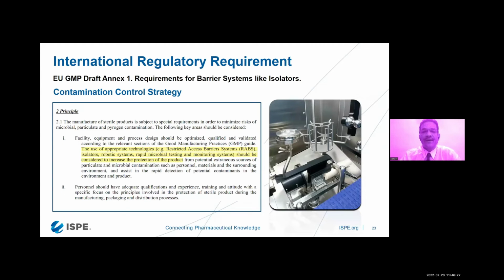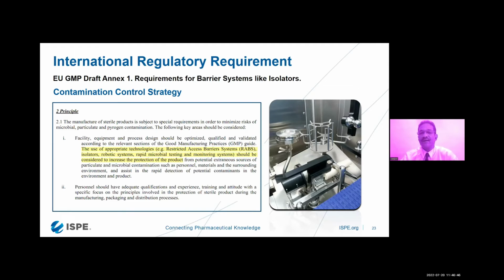So what are the different regulatory requirements talking of? When we look at the cGMP draft annex, it talks about the use of appropriate technologies, restricted access barrier systems, isolator, robotic systems should be considered to increase the protection of the product.